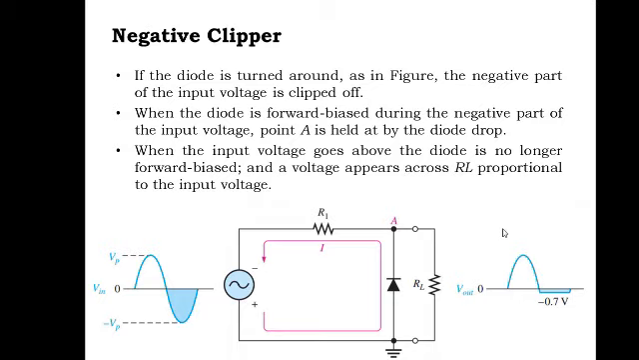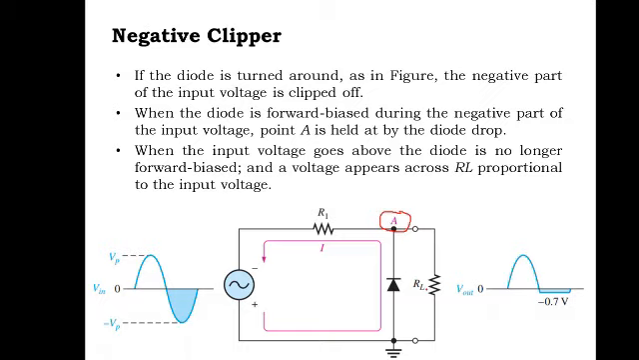Let's have a look at the negative clipper circuit. The only thing which is changed here is the connection of the diode. In the positive clipper, the anode of the diode is connected to point A and the cathode of the diode is connected to ground. But in this case, the cathode of the diode is connected to point A and the anode is connected to ground. So during the positive half cycle, what will happen?